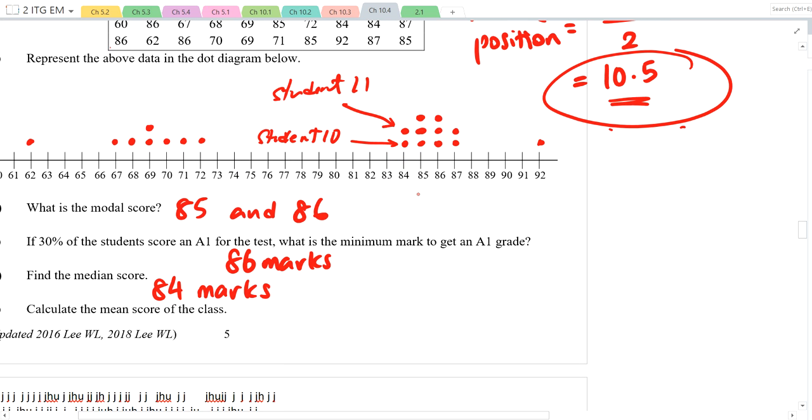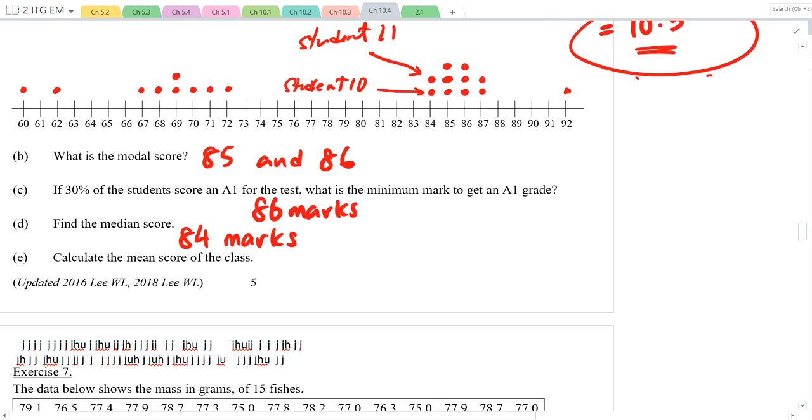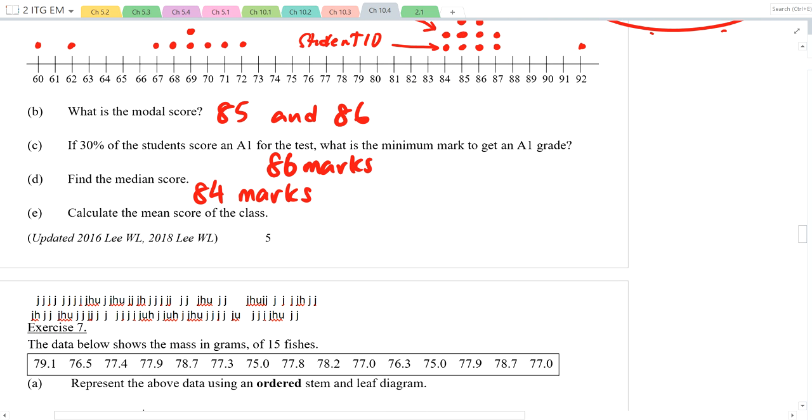Do not confuse it with this 84 and 85 that you take the middle. Different, huh? Okay, so median is 84. What is the mean score? So mean, I require working. I at least must see a fraction. 1561 divided by 20 to give us 78.05 marks. No? You didn't get that?